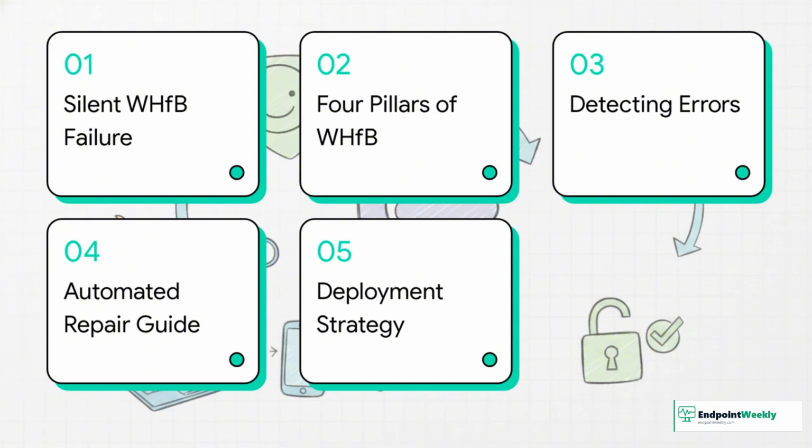So here's our agenda for today. First, the silent failure loop. Then, the 4 technical pillars. Next, detecting those invisible errors, followed by our automated repair guide, and finally, deployment and IT strategy. We've got the high-level business strategy for the directors and the deep technical PowerShell fixes for the Intune engineers.